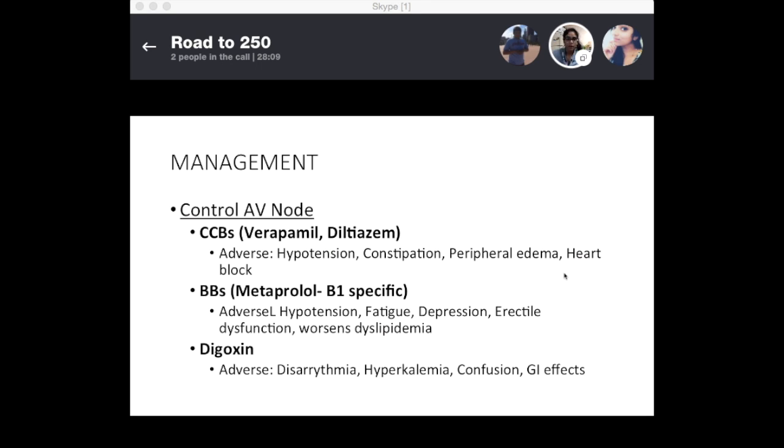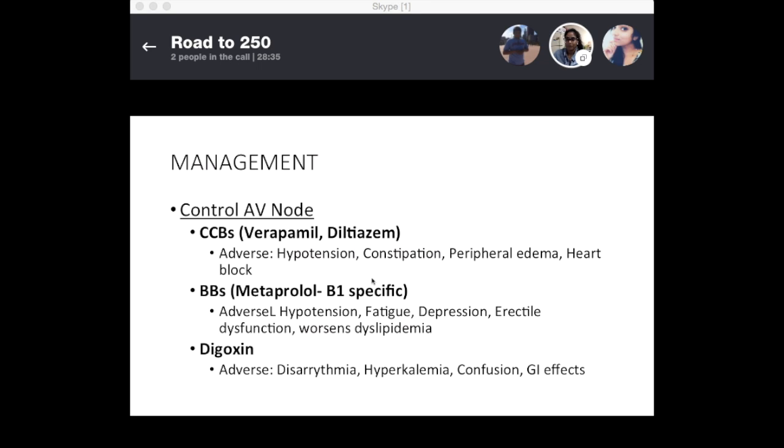So the idea here is that we're vasodilating, and when we vasodilate, we increase hydrostatic pressure. So that's going to cause the peripheral edema. And then again, in the GI, there's smooth muscle vasodilation, so it's causing constipation. Does that make sense?